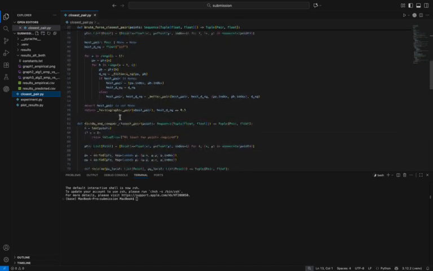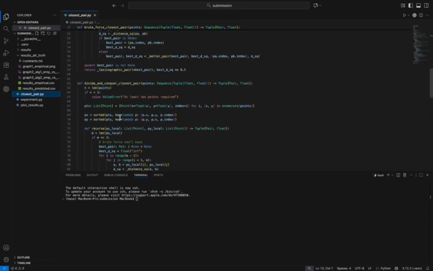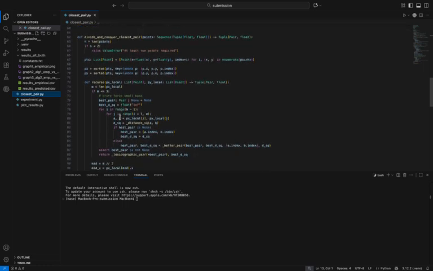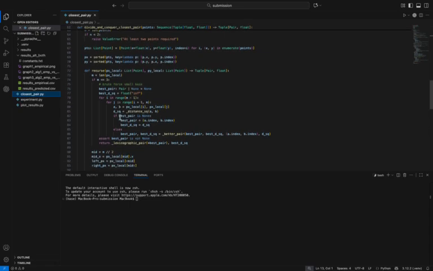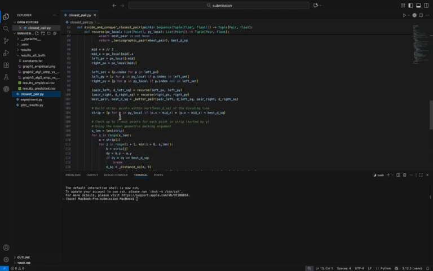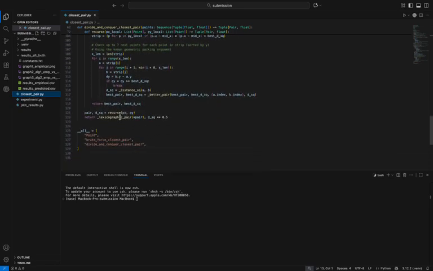And the divide and conquer has a classic pseudocode: sort by x, split into left and right halves, recurse on each side. Take the better of the two results, build the center strip around the split line, and scan only a few neighbors in y order. That's the packing argument that keeps the merge step linear. Finally, return the two indices for the closest pair overall. This yields the Theta(n log n) complexity. And if there is a tie in distance, I return the lexicographically smaller index pair, so outputs are deterministic.